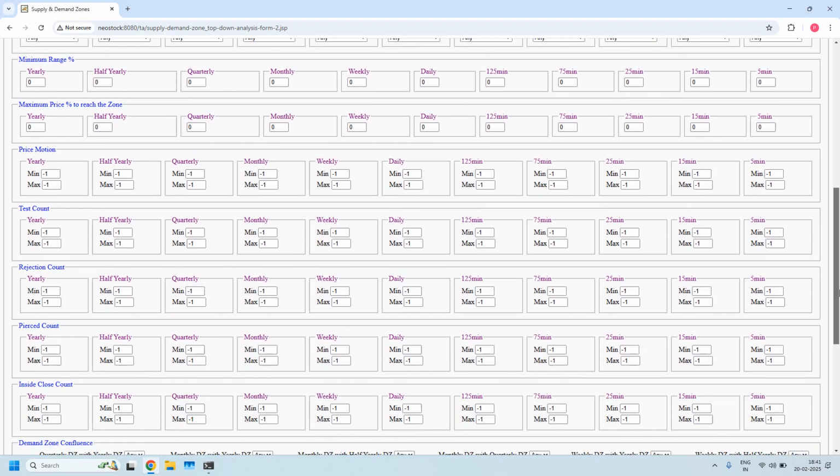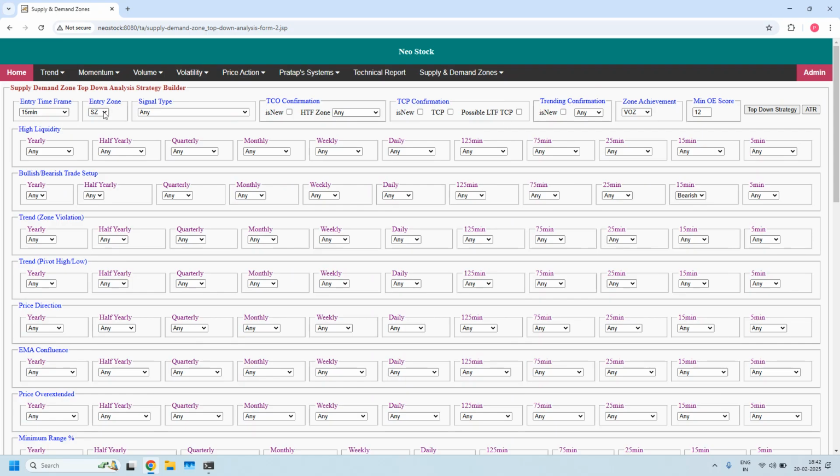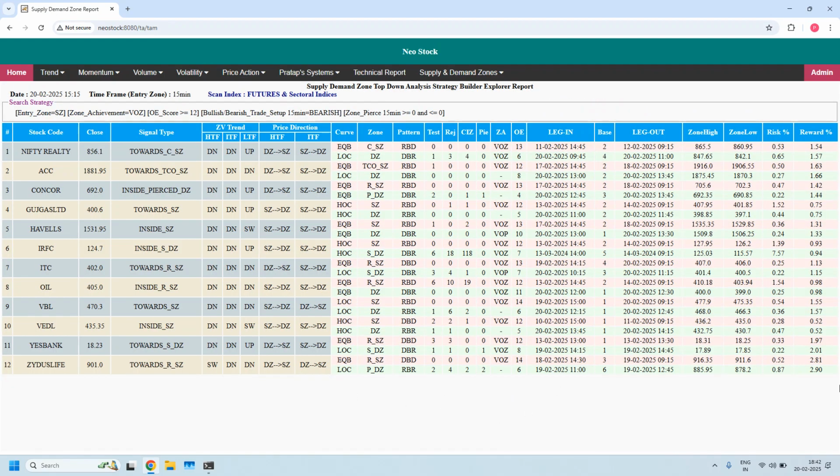And a 15 minute supply zone should not be pierced. So in the pierced count at 15 minutes time frame, minimum value 0, maximum value 0. So all the 3 filters are applied to 15 minutes supply zone. Let's filter. We got 12 stocks.